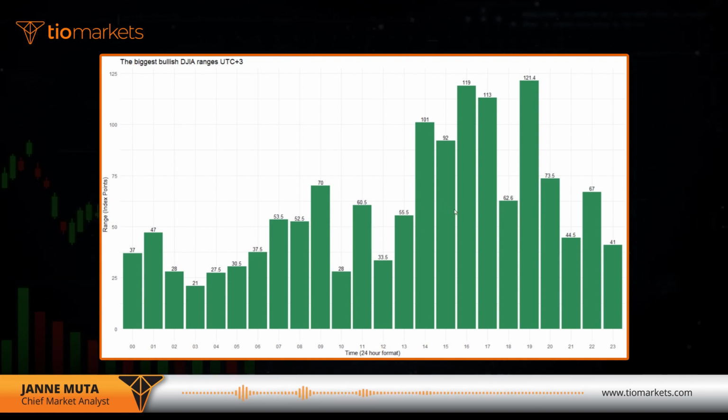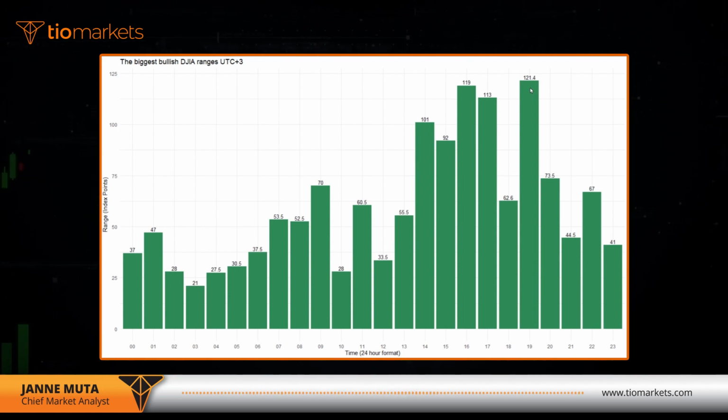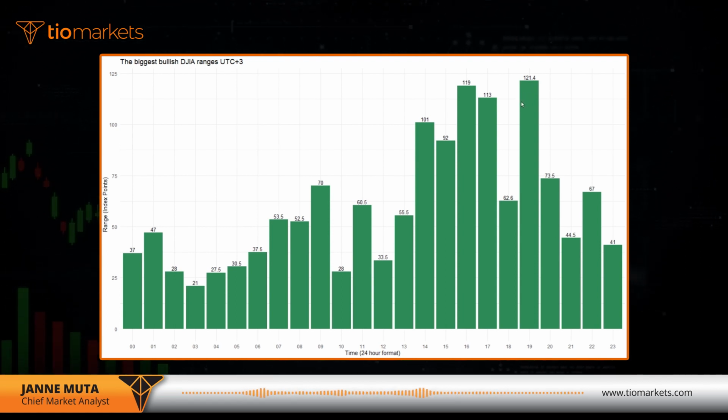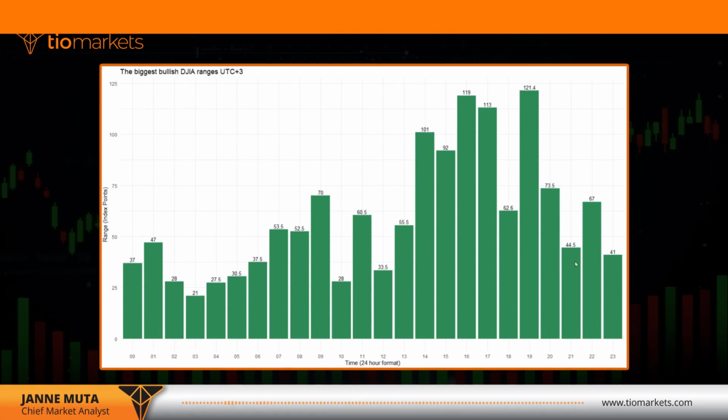And then quite interestingly, around 7 p.m. we have another spike in volatility. I don't know the reason for that. If you can find out, maybe leave a comment in the comment section, that would be great. And then the volatility starts to die down for the American or the New York afternoon.